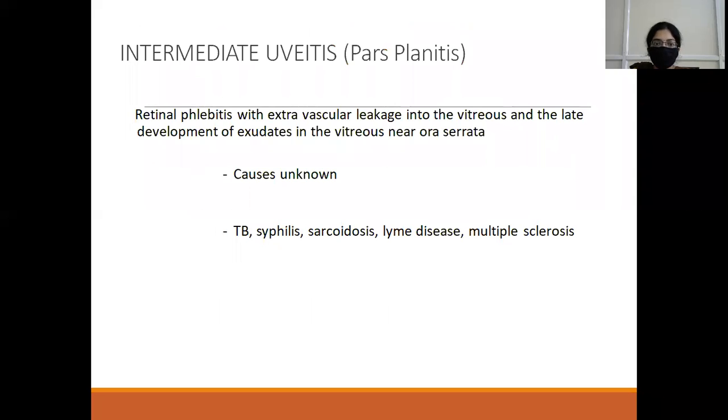Now, what exactly happens in intermediate uveitis is there is an inflammation of the retinal vessels leading to leakage into the vitreous, as well as development of exudates in the vitreous near the ora serrata. The most common causes of intermediate uveitis are tuberculosis, syphilis, sarcoidosis, and multiple sclerosis.